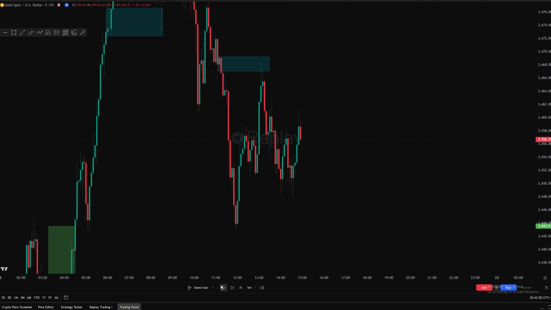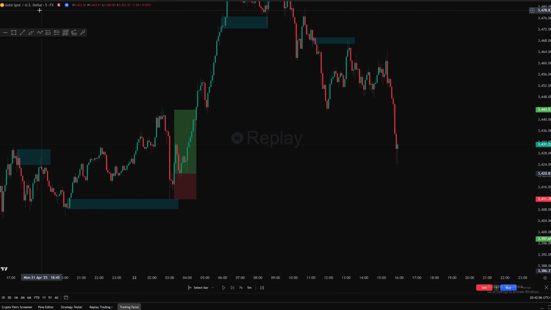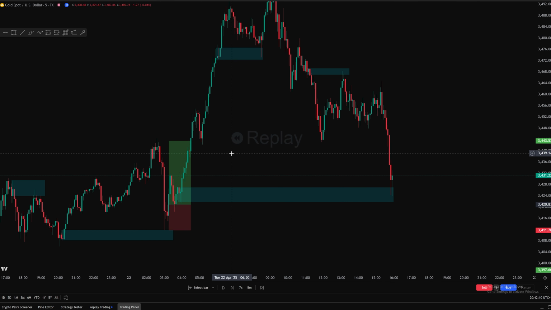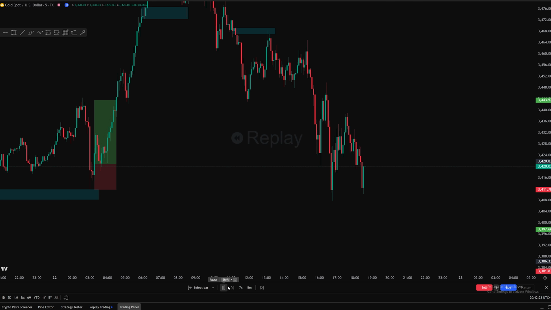Right now we don't have any demands or supplies. Okay, now we can actually start looking for supplies. We're coming off this demand zone, but look, there's no liquidity here. This liquidity is too far. Let's see if this actually wins. Nope, as you can see. That's why we have those rules.